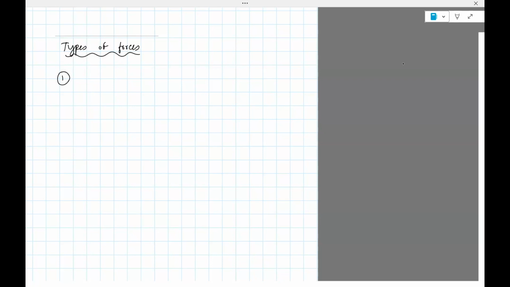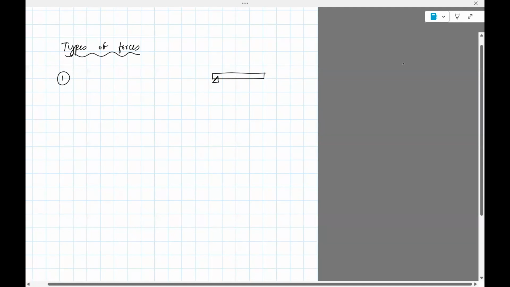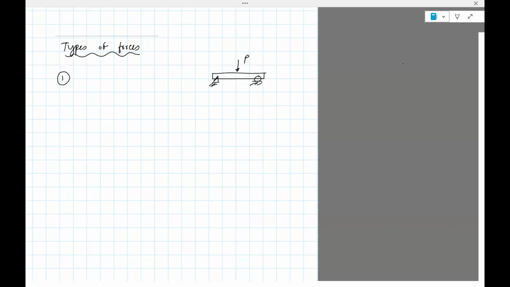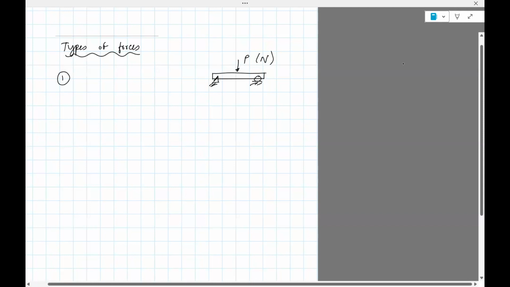Okay, we can have a beam with a force P, Newton. This P is called a concentrated load.